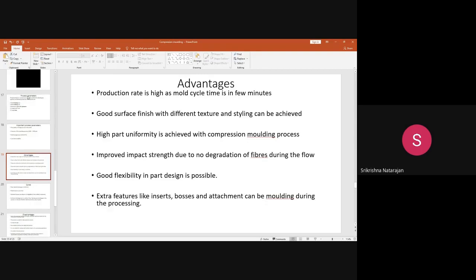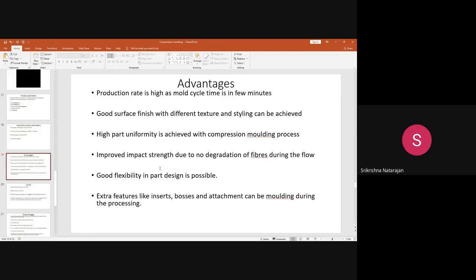What is this high part uniformity? Whatever parts you are producing, you finish them, cut them to the required size, so that a uniform structure can be produced. And improved impact strength due to no degradation of fibers during the flow. That is possible. For example, this will definitely be possible if you use SMC rather than BMC, because in SMC you have the fiber content and the fiber length is higher, so you get a good impact strength. So that is possible.